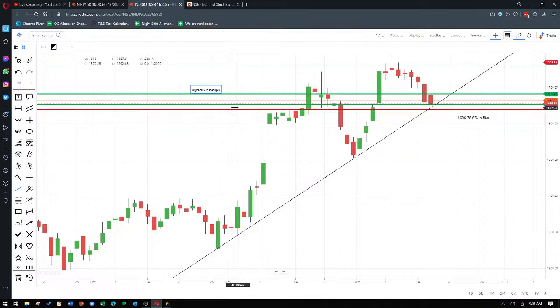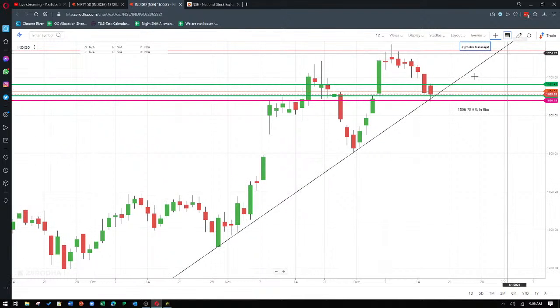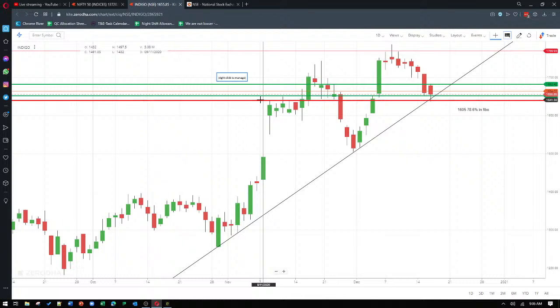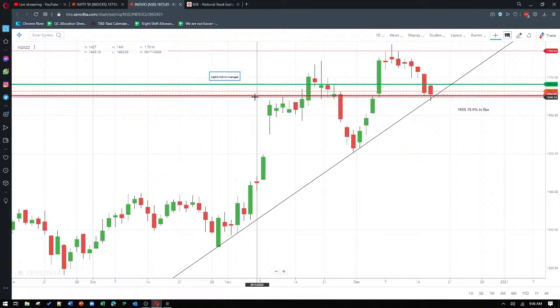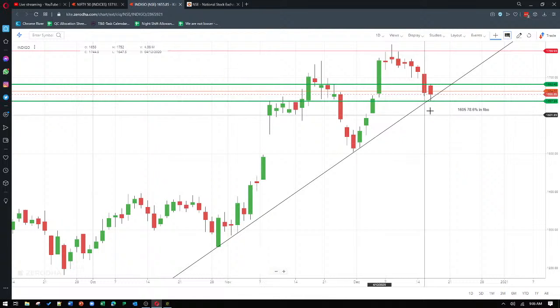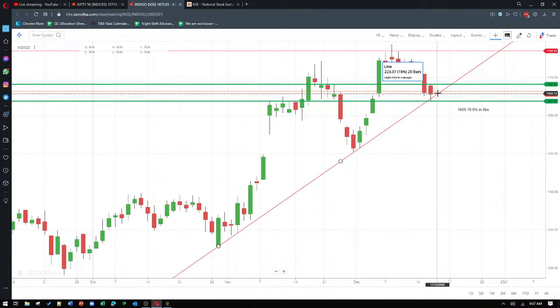So let's do one more thing. The green lines denote the previous day's low and high. When we look at it, the price closed almost exactly in the middle. So both bulls and bears are trying to keep the stock in a very flat position.